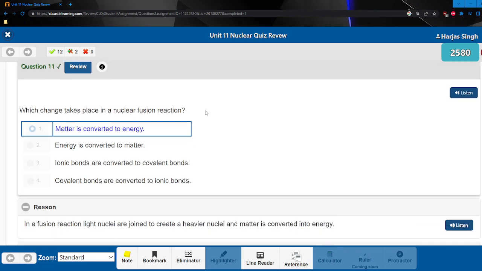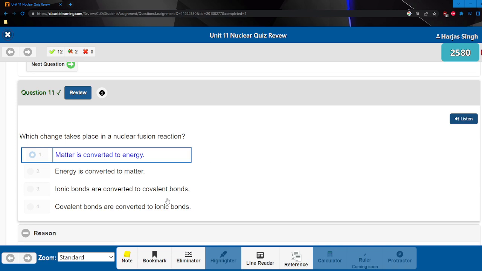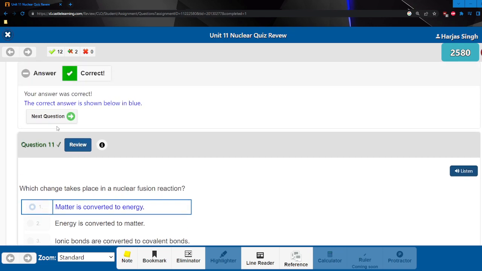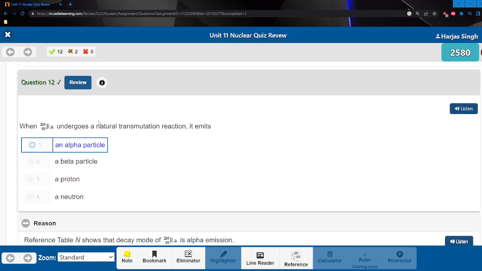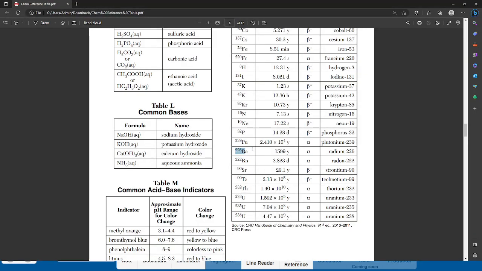Nuclear fusion, we all know this. Matter is converted to energy. Simple stuff. Ionic covalent bonds, that doesn't matter. It's reverse for energy is converted to matter. Alright. Undergoes transmutation reaction, it emits whatever particle, right? Reference table for this one too. Alright. So right here, 226 Ra. There's your alpha particle indicator thing. Alright. That's that.